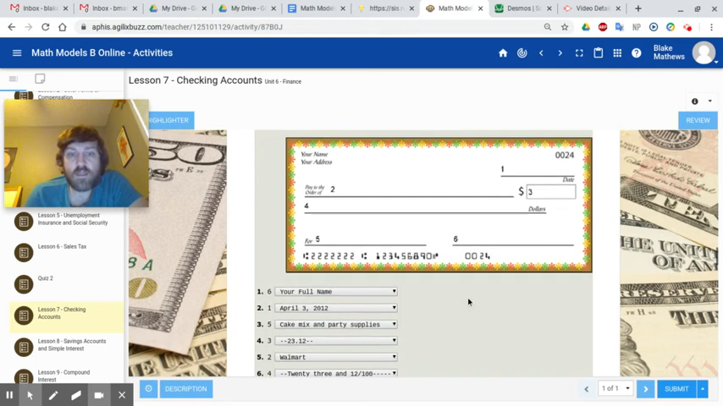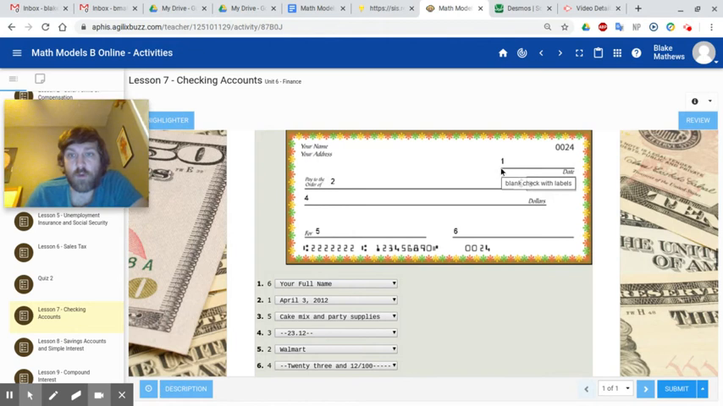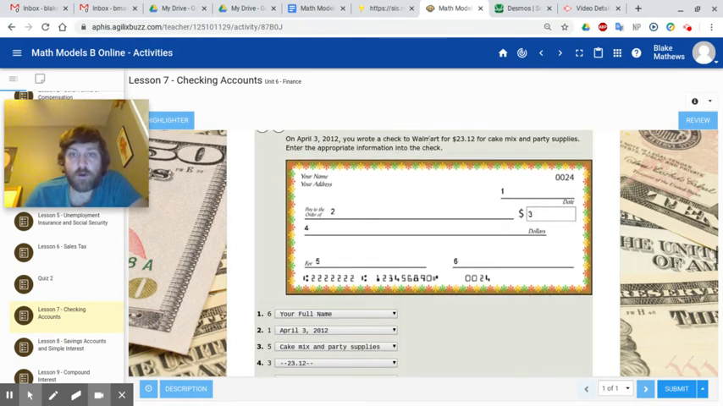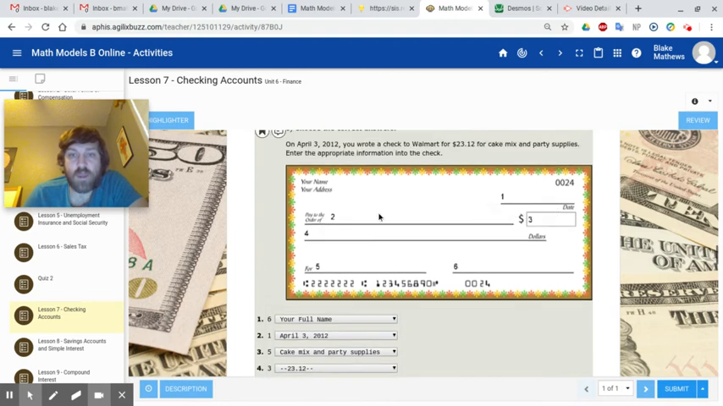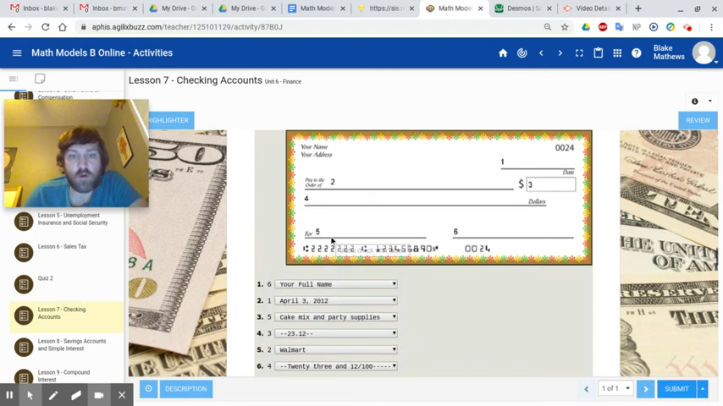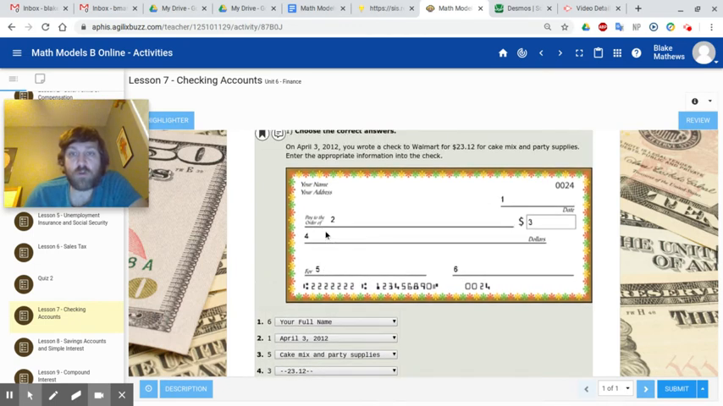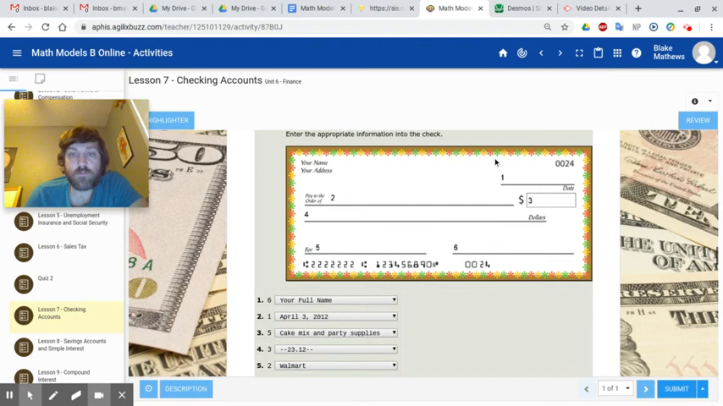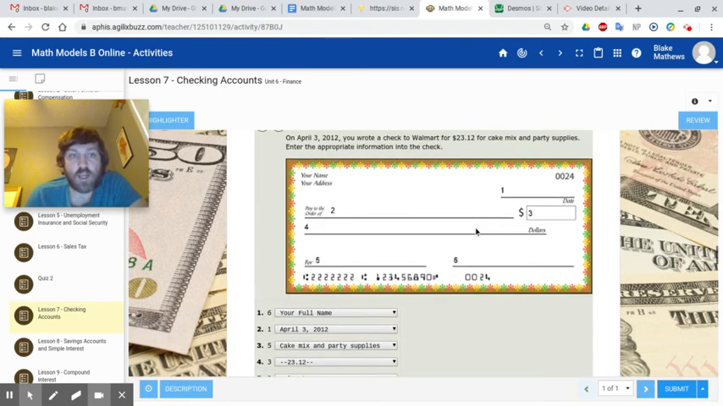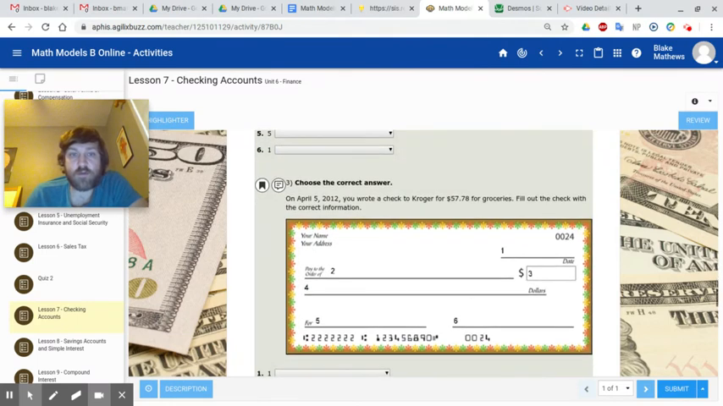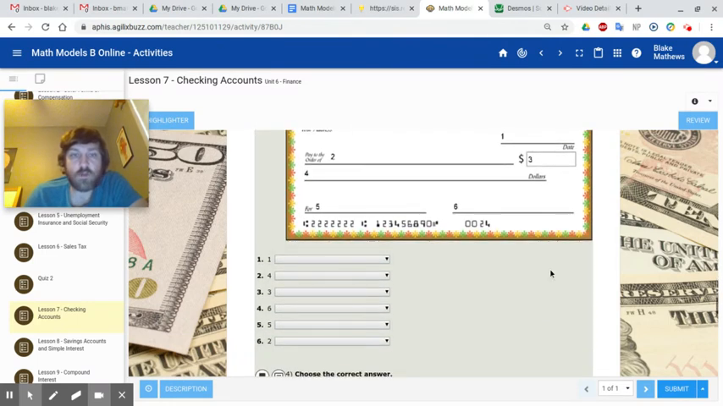Just to be clear, spot number 1 is the date. Spot number 2 is who you're paying, in this case, Walmart. Spot number 3 is the numerical amount, written as a number, not in words, which is what you put in number 4. You write the amount in words. In 5, you put a description of what the check is for. And in spot 6, you sign your full name. So that's how you do the checks, and each one is going to be exactly the same idea. Just be careful about the numbering.